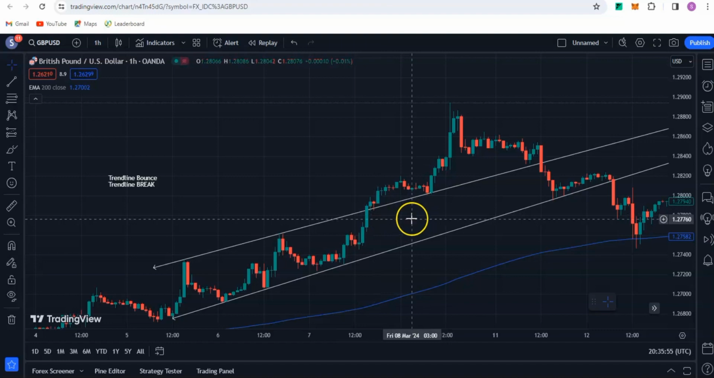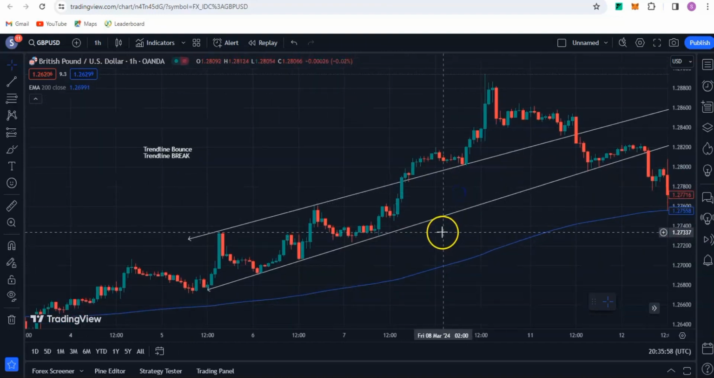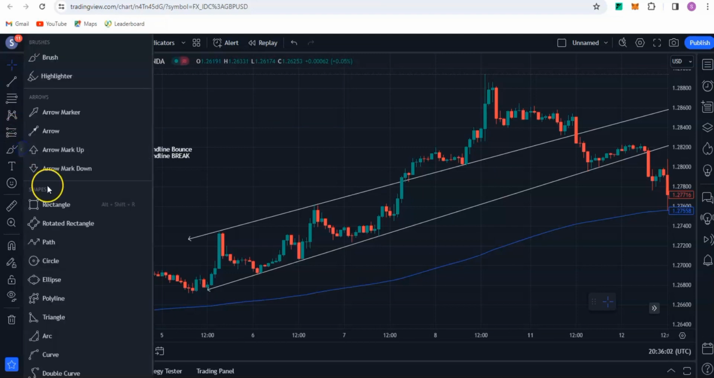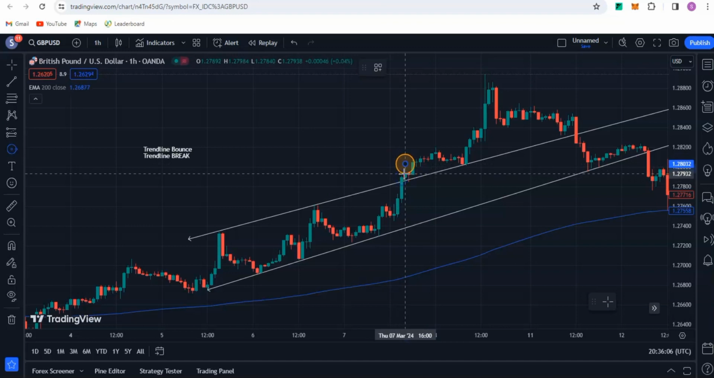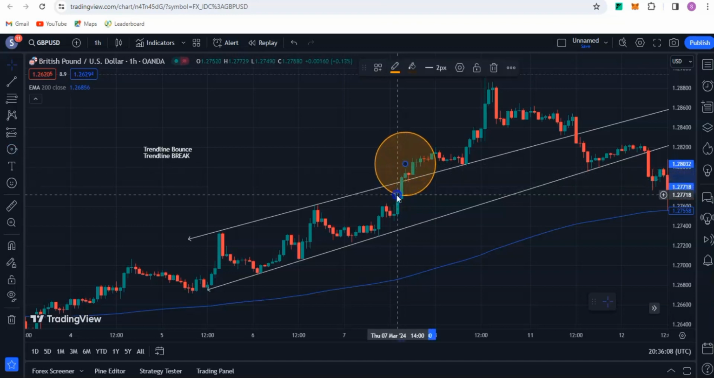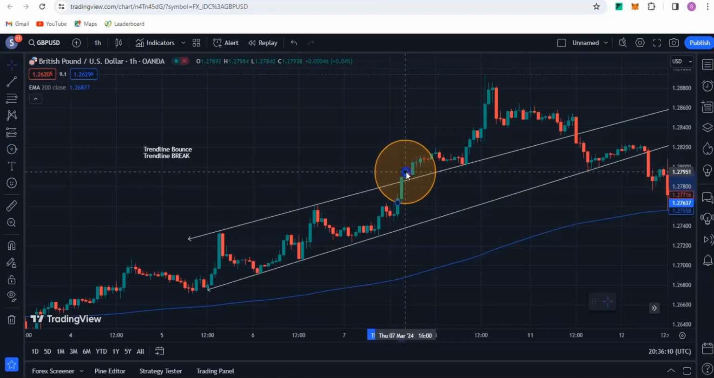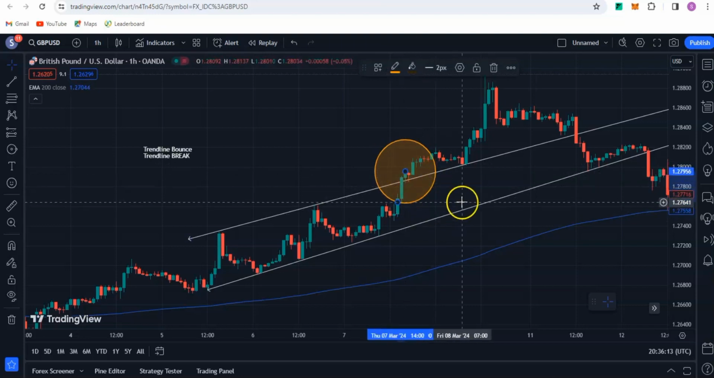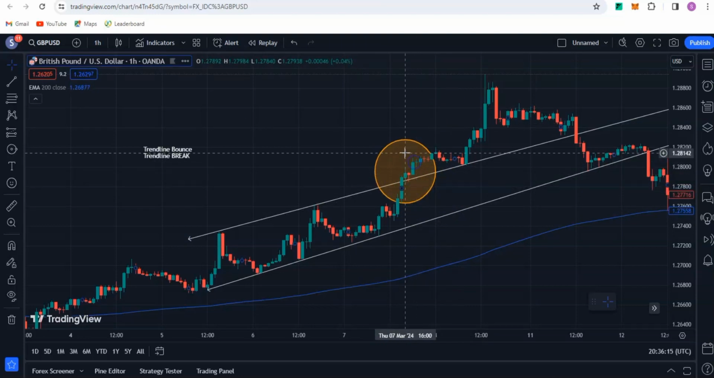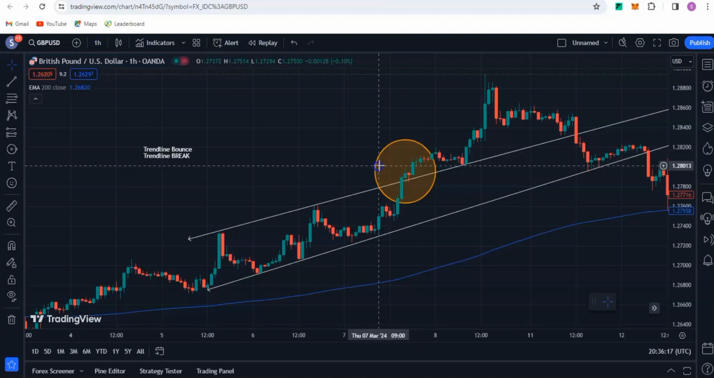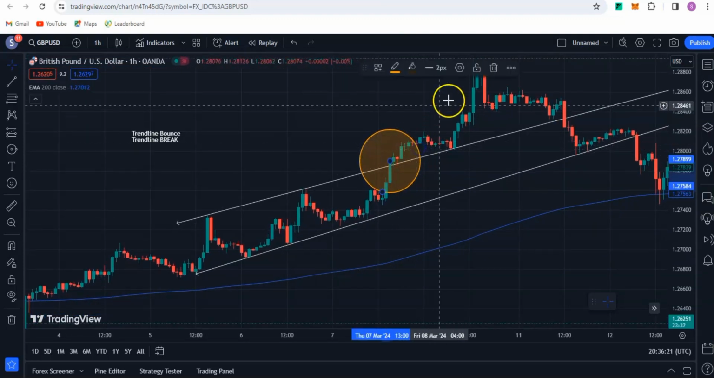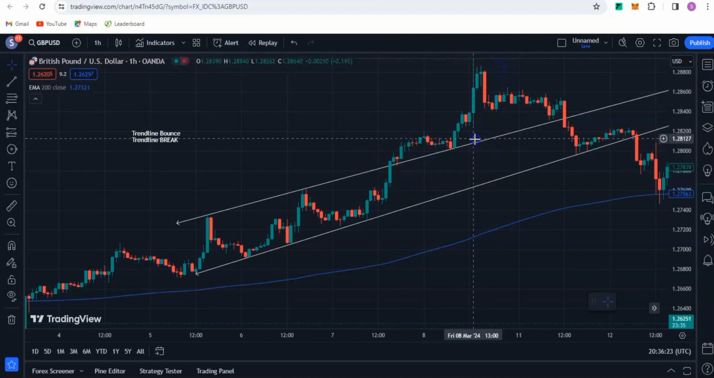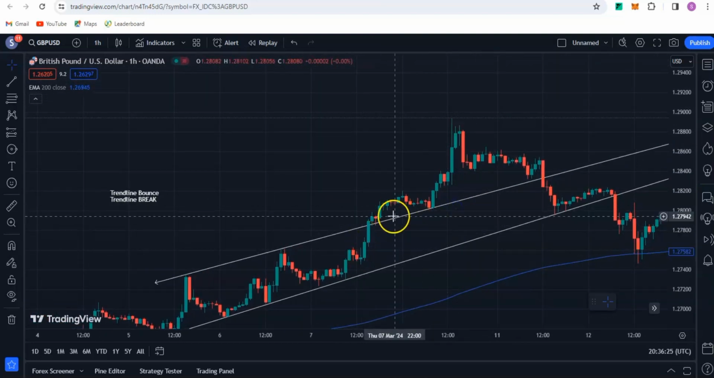Now look at how this trend line break works. This is a break here. Let me take a circle. So this is a break here. At this region here, we have a break. So now you can see the market actually breaks out of this trend line. Breaking out of this trend line is another opportunity to go for a trade.